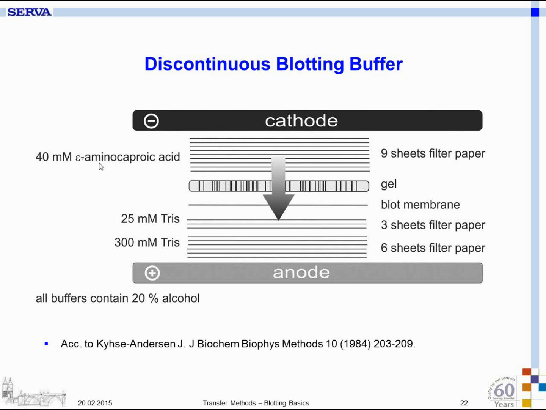And a discontinuous system, epsilon aminocaproic acid on this side, helps you to move the proteins at almost the same speed. In the original paper by Kyhse-Andersen, 25 millimolar Tris is also used in this buffer. I have always done it without, and I found I got better results without Tris here, because Tris is anyhow migrating in this direction, and so I got a better transfer without the Tris in the cathodal buffer.